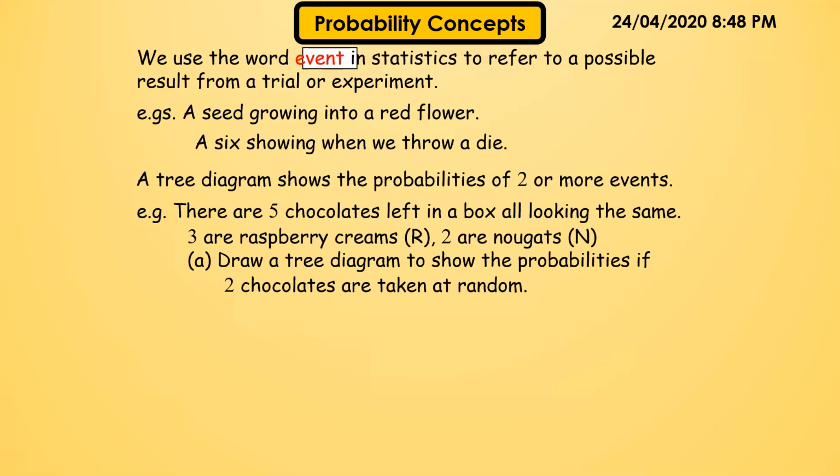So here's our example. There are 5 chocolates left in a box, all looking the same. 3 raspberry creams and 2 nougat chocolates. So nougat, I believe, if you ever had a Mars bar or a Milky Way bar, it's sort of that light brown part underneath the caramel. I think that's nougat.